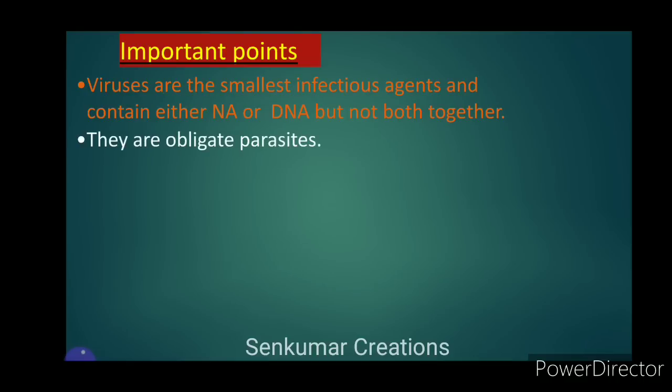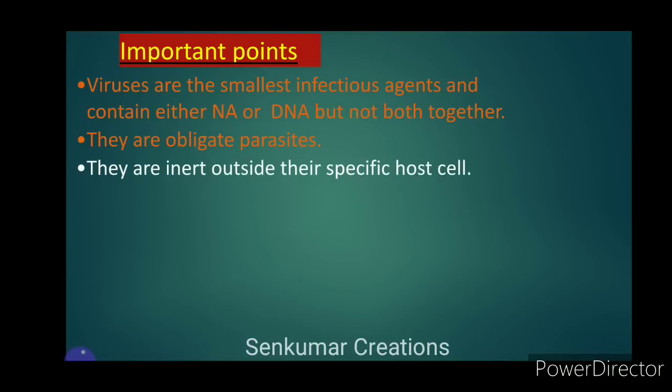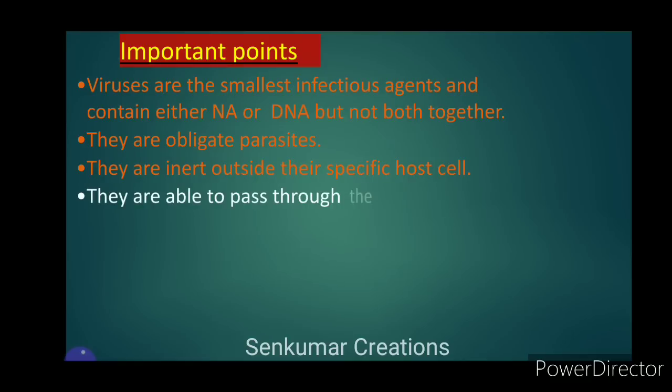They are obligate parasites. Parasites can live only in host organisms, and cannot survive outside the body of an organism. It is a non-living thing when it is out of the body. When it reaches the host organism, a living organism, it becomes living and starts multiplication. They are inert outside their specific host cell. Inert means inactive outside the host cells. They are able to pass through bacterial filters.